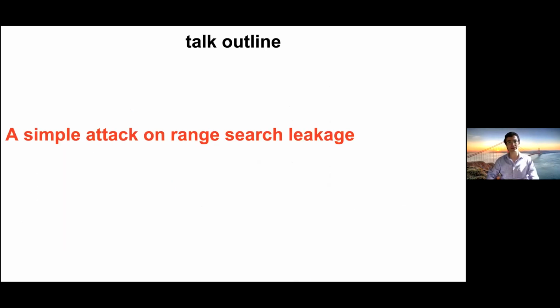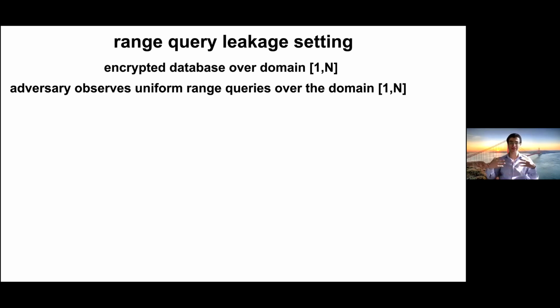Let me start with a very simple attack on range search leakage. Please feel free to interrupt me if something is not clear. I will try to go a bit slower here. Let's see what kind of setting we have. We have an encrypted database over domain 1 to n. In other words, the searchable attribute takes values from 1 to n. The adversary observes uniform range queries over the domain 1 to n. A range query is basically (a, b), and there are n squared of them, and a client issues uniformly distributed range queries over this domain. What I mean by observing uniform range queries is that the adversary observes the leakage that comes out of these queries.